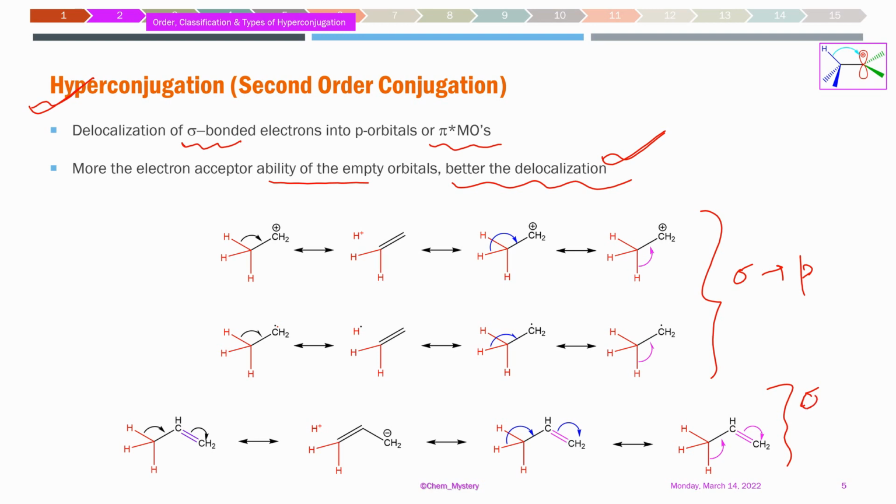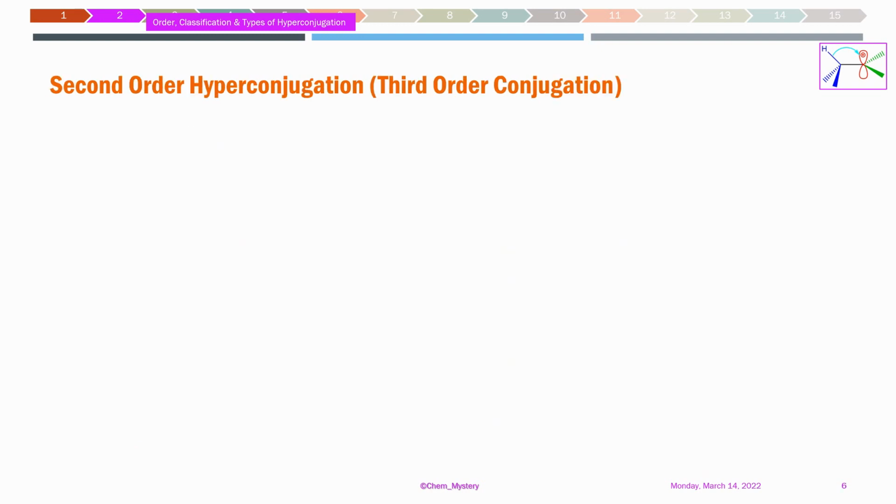This is the example, these are the cases we will be considering as second order conjugation. Now, when we talk about the second order hyperconjugation, this is going to be the delocalization into the sigma star molecular orbital. This time, the empty sigma star molecular orbital is going to be the acceptor, the receiving orbital, the electron acceptor. We are considering this as the second order hyperconjugation.